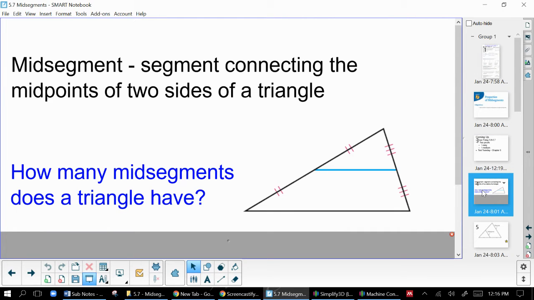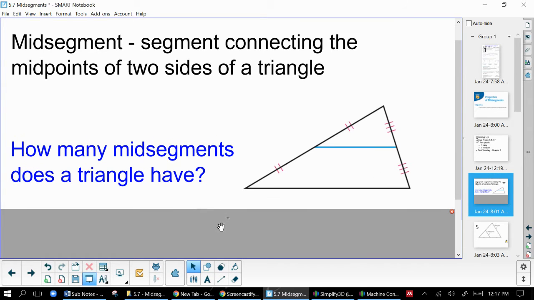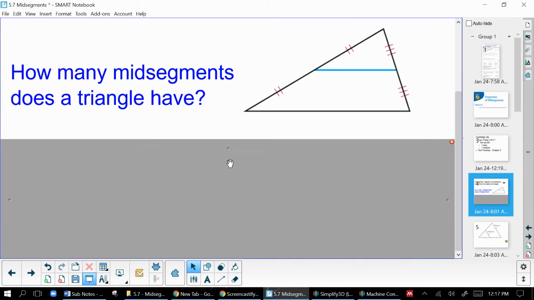So first things first, what is a midsegment? We talked really briefly about these sometime, but a midsegment is the segment that connects the midpoints of two sides of the triangle. So if you take a midpoint there and a midpoint there and connect them, that blue line is called a midsegment. Now a triangle is going to have more than one midsegment. You also have a midpoint down here. If you connect them, you're going to end up with a total of 3 midsegments.